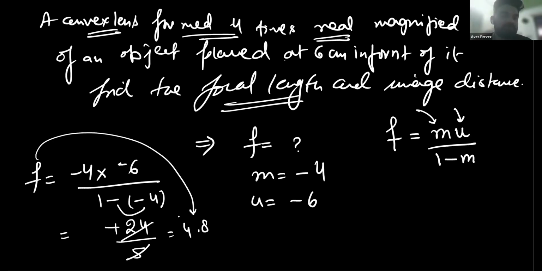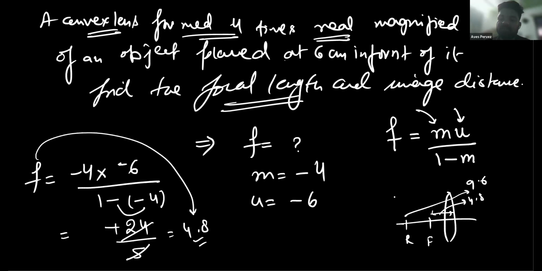Okay, and since it is a real image, you can consider that if it is enlarged, then it should be between R and F. So if F is 4.8, then R should be 9.6, and you can check that 6 is between these two, 4.8 and 9.6. So it is placed between R and F. Okay, got it? Yes, sir.